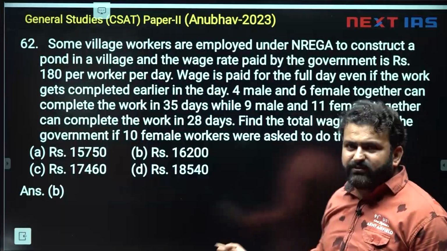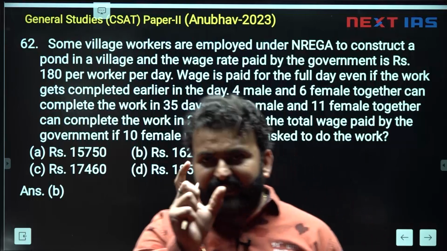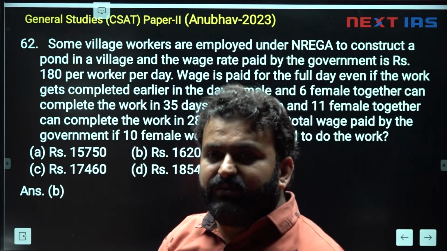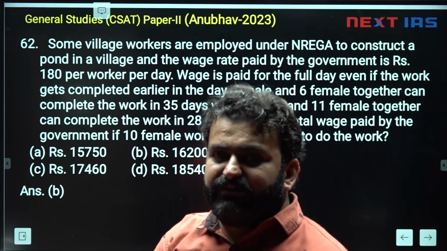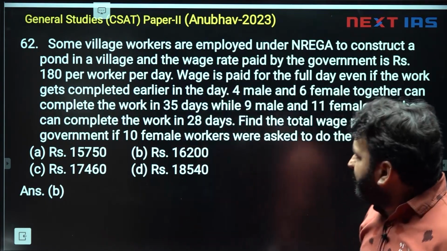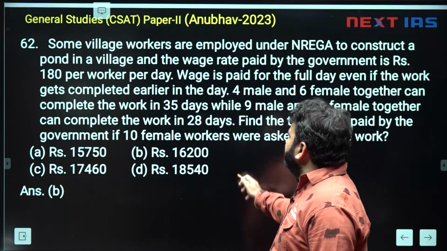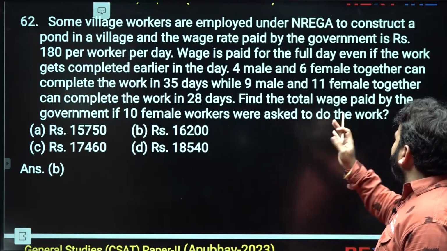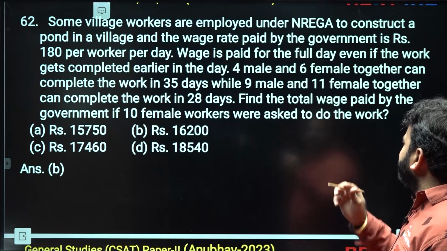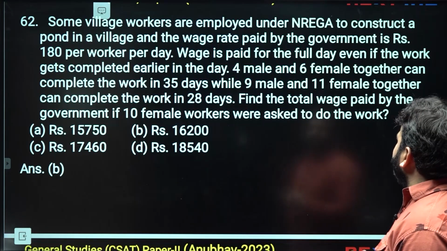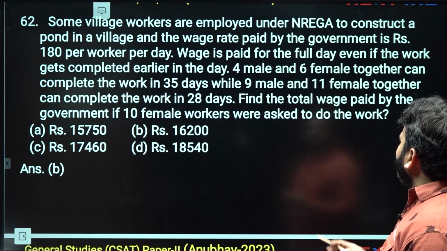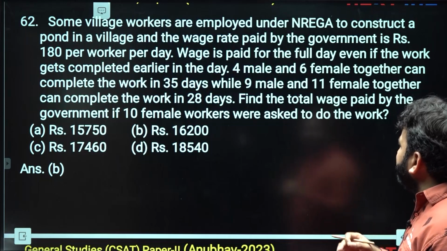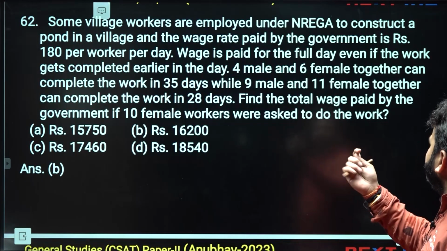अभी फिर से देखो 62 क्वेश्चन, ध्यान से सुनना जो भी रिकॉर्डिंग वाले हैं, ये 62 क्वेश्चन पे आके अब जो स्टेटमेंट दूंगा वो बस कर लेना। And after that, now all of you we come to the question number 62. There was 62 question, there is some error. In question, 4 male and 6 female can complete the work in 35 days while 9 male 11 female can complete the same work in 28 days. So I think there is some printing error.